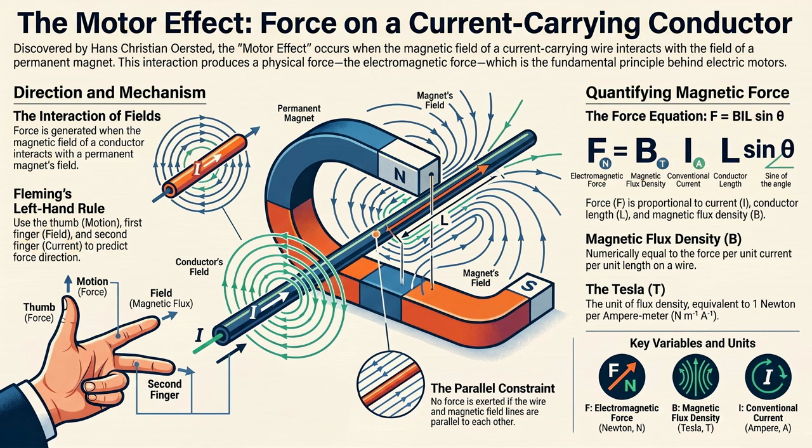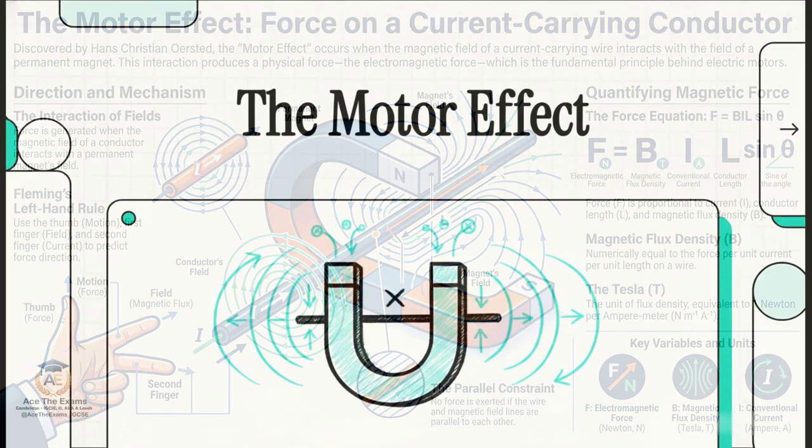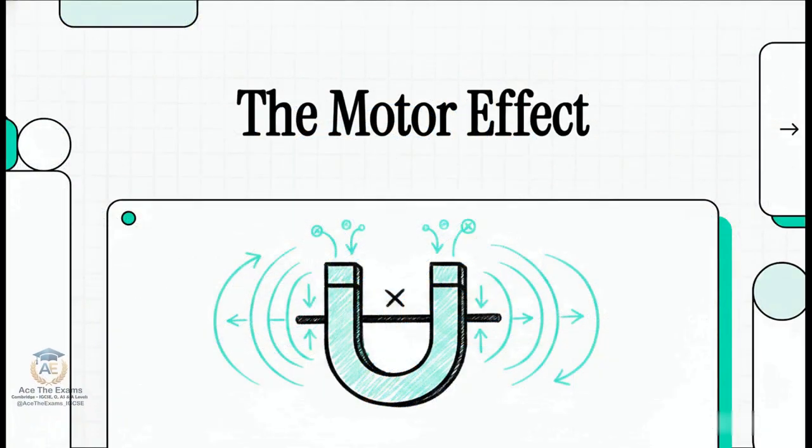Welcome to the Launchpad. Think of your upcoming Cambridge physics exam, specifically the 9702 syllabus, like a high-stakes space mission. There is absolutely zero margin for error. Every single calculation, every single definition must be perfect for a successful launch.